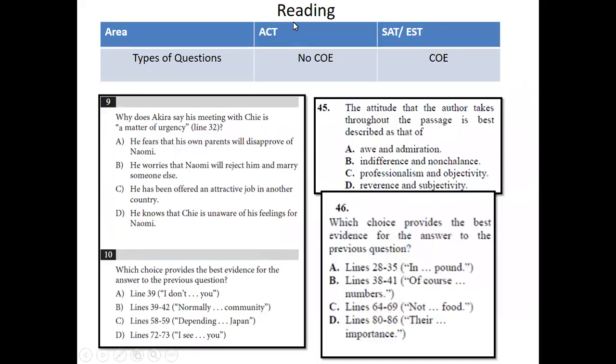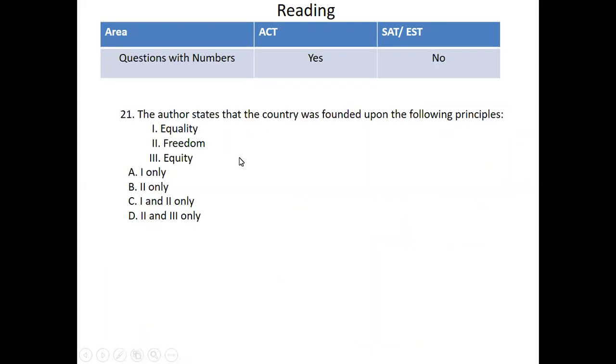The types of questions: on the ACT, there is no command of evidence question, whereas this is an SAT command of evidence question, and this is an EST command of evidence question. But mind you, you have to be able to find your evidence in your passage. So you have to be able to answer these kinds of questions, whether you're doing ACT or SAT or EST. On the ACT, there's a special kind of question where it will have numbers, and you're going to have to find out which ones are mentioned in the passage. On the EST, there's something similar to that, whereas on the SAT, there really isn't any kind of question like that.